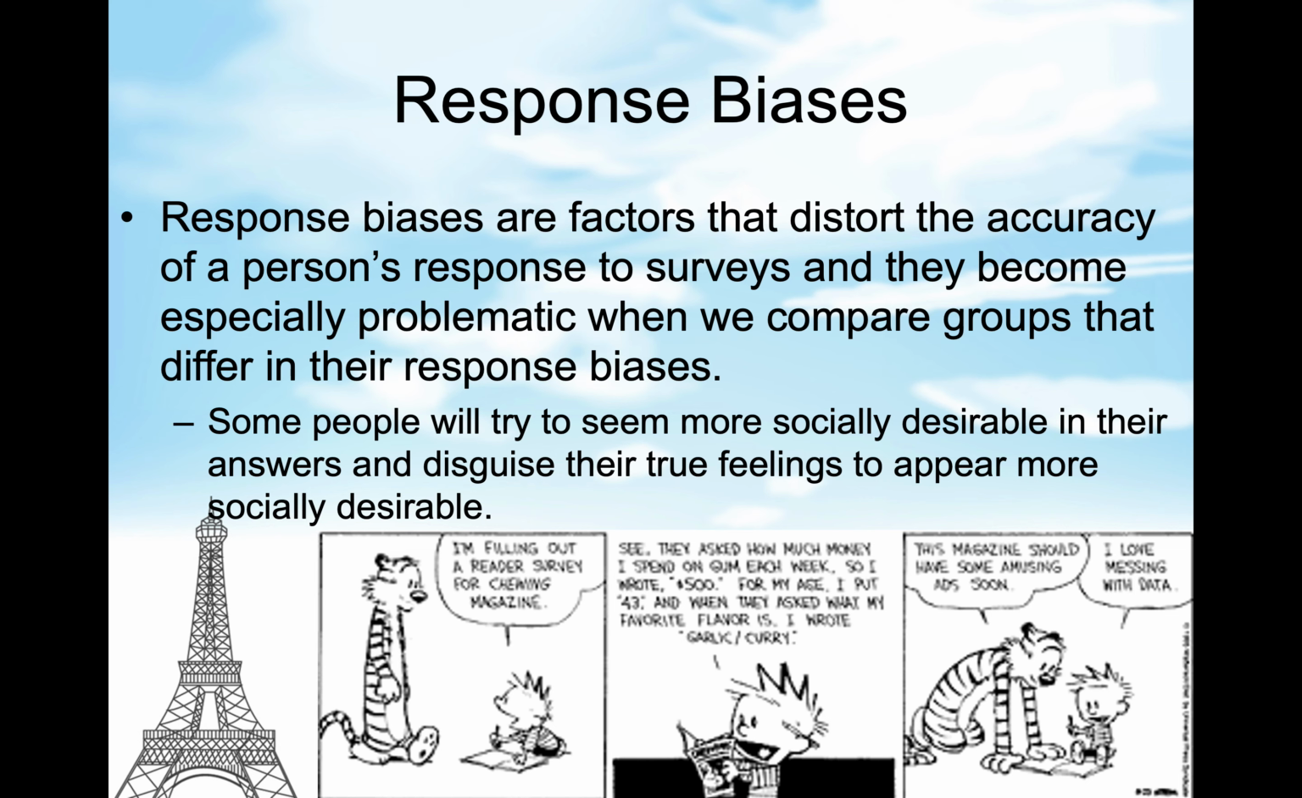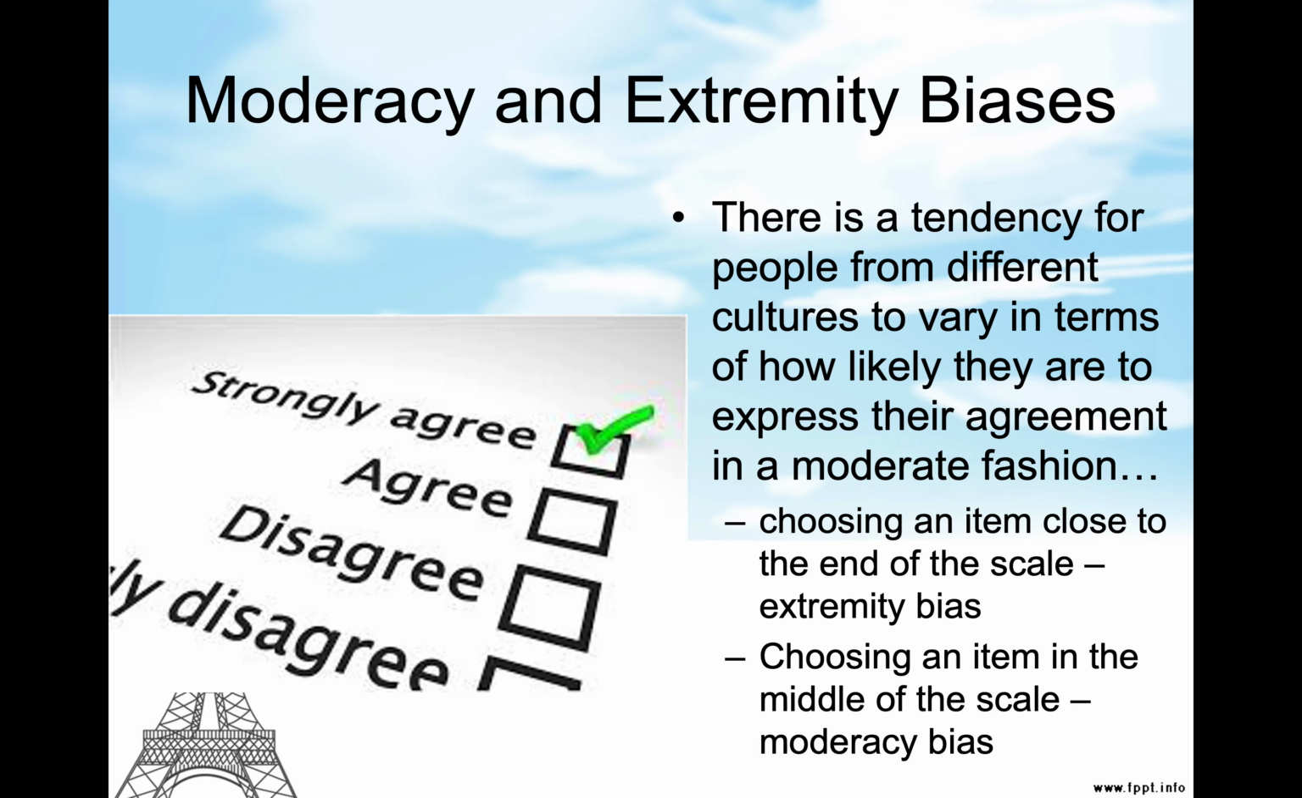And of course, he's just, like he said, he's messing with data. There is a tendency for people from different cultures to vary in terms of how likely they are to express their agreement in a moderate fashion. Choosing an item close to the end of the scale, the extremity bias, or choosing an item in the middle of the scale, the moderacy bias, are two ways that people do this.